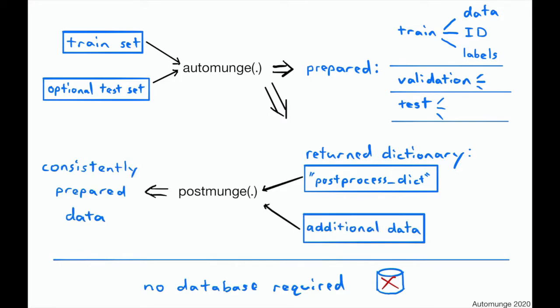Once we have that key, we can then pass any additional data to the postmunge function to return consistently prepared data, with no external database required. Everything we need to consistently prepare data is embedded in that return dictionary.